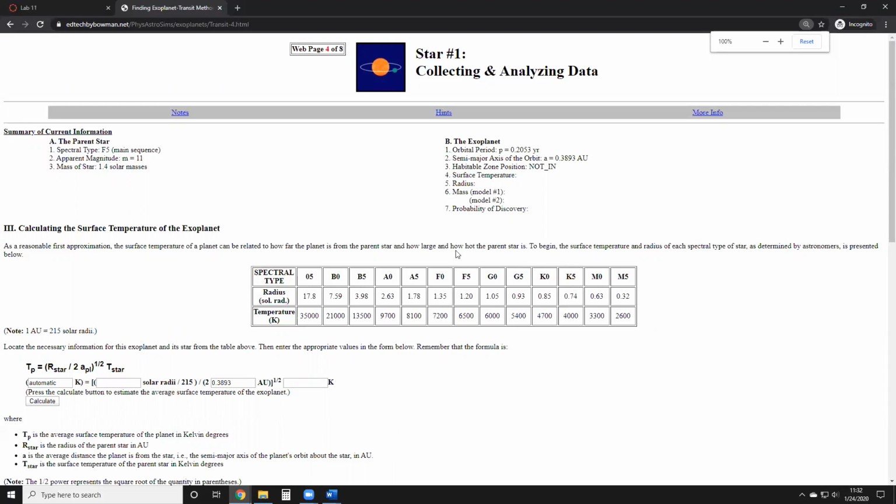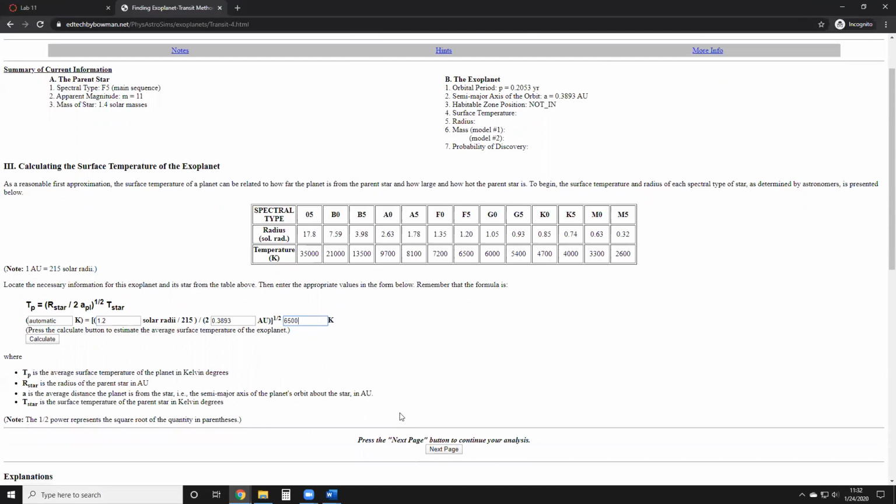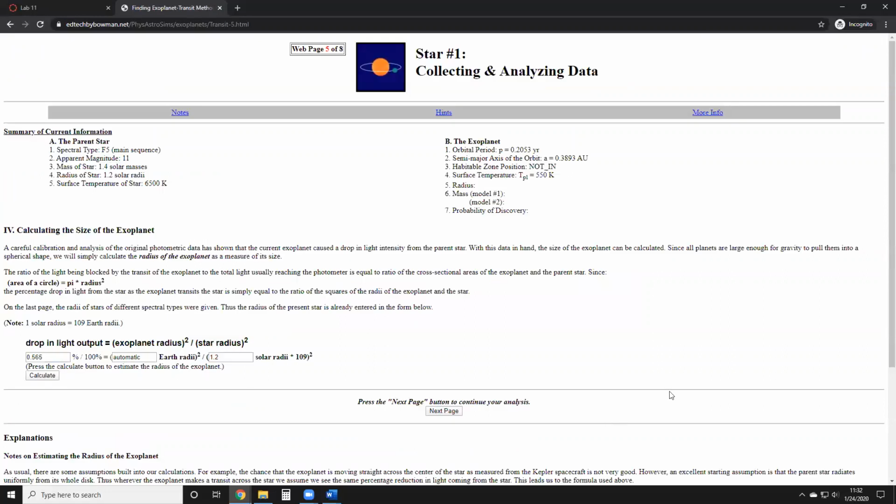Right? So we take our F5 star, it has a solar radius of 1.2. Okay, and a temperature of 6,500. Okay, so it's pretty close to our sun. Click calculate, and that means our planet's surface is about 550 degrees Kelvin. For comparison, Earth is about 300, Mars about 210.